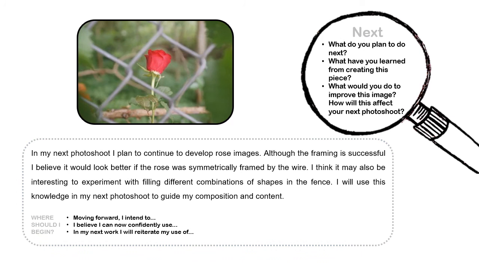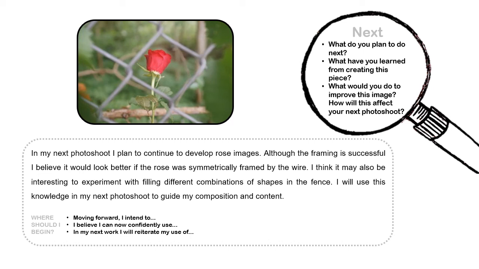And this final section you only need to do once, so that'll be at the end of all your photos, just summing up what you plan to do next, what you've learnt, and how you think you could improve any of your photo shoot. So I've just written here that I plan to develop more rose images. If there's anything specific in your photo shoot that you like, say that you'd like to develop that. And although the framing is successful, I believe it would look better if the rose was symmetrically framed by the wire. So having that diamond directly around the rose.